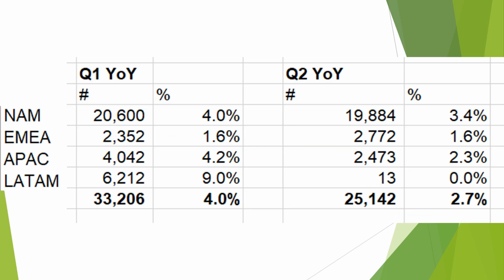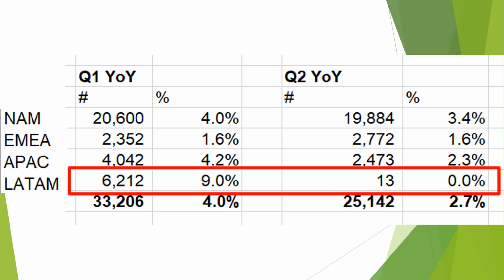When we compare Q1 year on year with Q2 year on year, we can see that North America Q1 increase was 4% and Q2 was 3.4%. Europe and Middle East Africa is the same for both years at 1.6%. We did have a slight drop in Asian Pacific. But the big difference here is Latin America, that went from 9% to 0%.